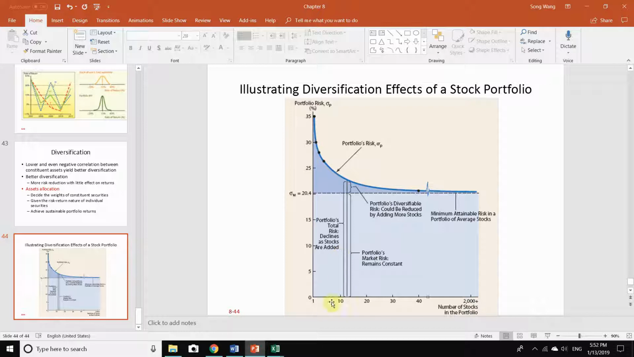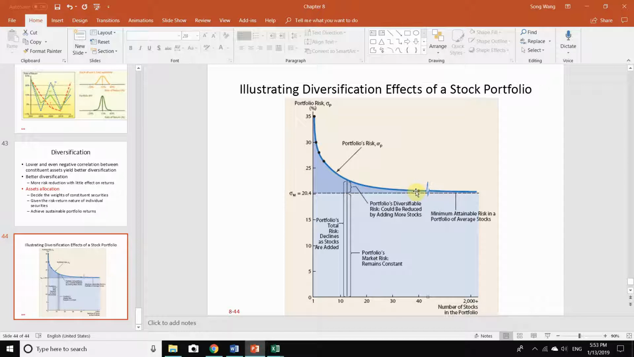When you add more and more stocks, 1, 2, 3 to 10 to 20 to 30 to 40, your portfolio risk approaches the market risk. There are certain points where you should stop, because when you add more stock, you need to pay a transaction fee to the broker. So there's a cost when you add more stocks, and there's also a benefit, which is risk reduction. You should stop somewhere between 30 and 40 stocks. People say it's 36 or 37.